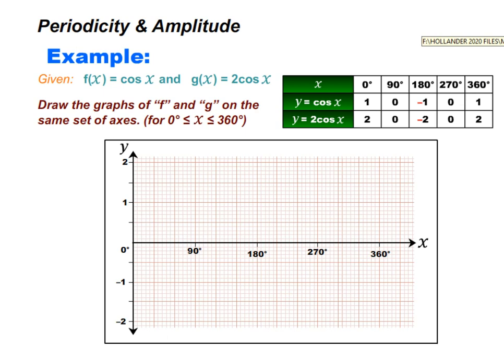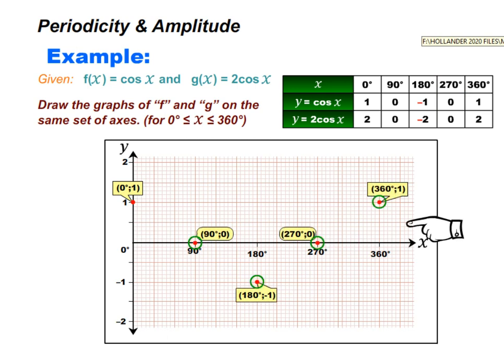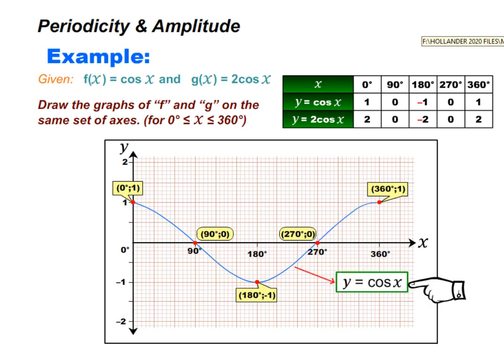Let us put a dot where 0 degrees and 1 meet. They meet here. Let's do the same for 90 degrees and 0, 180 degrees and -1, 270 degrees and 0, and 360 degrees and 1. Look at the dots. Let us quickly join the dots. Our complete graph of y is equal to cos x should look like this.